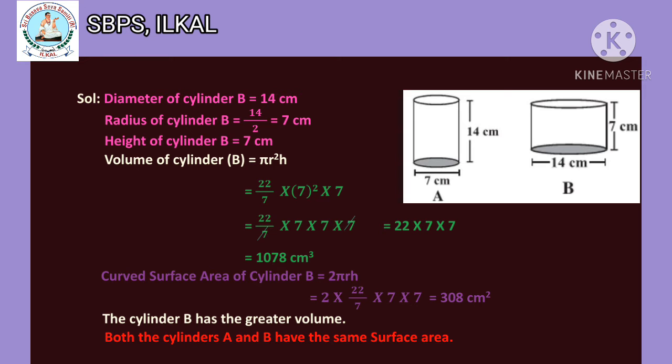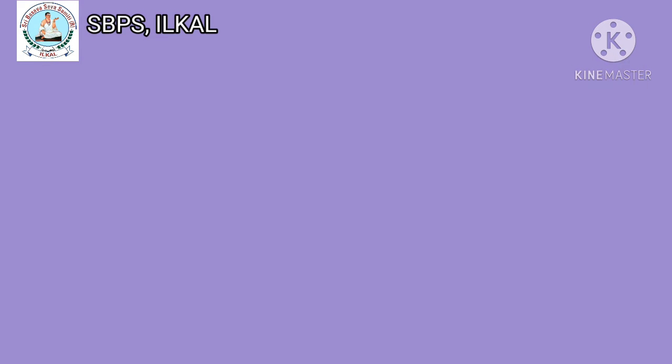Volume of cylinder A we got 539 cubic centimeter. Volume of cylinder B we got as 1078 cubic centimeter. Then definitely the cylinder B has the greater volume. And both the cylinders A and B have the same surface area.